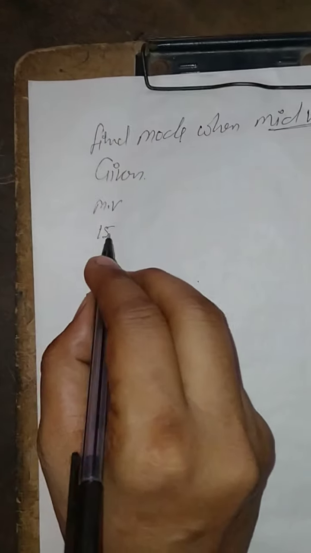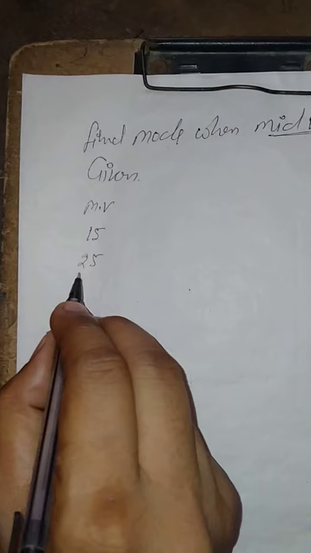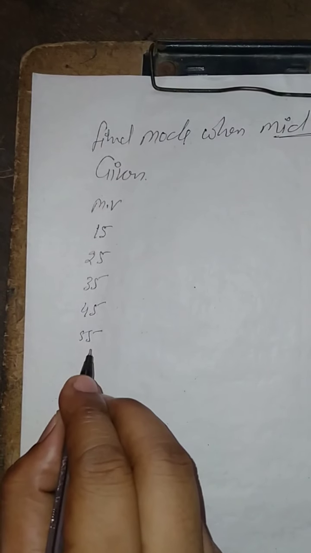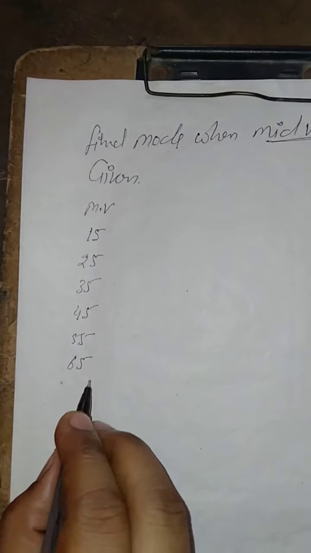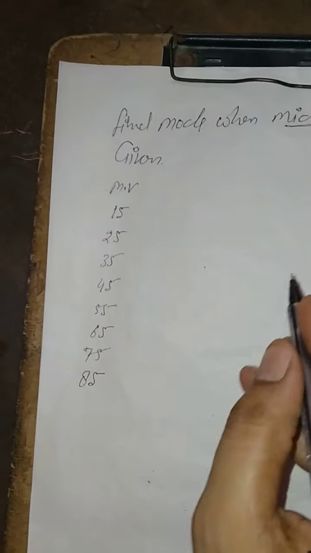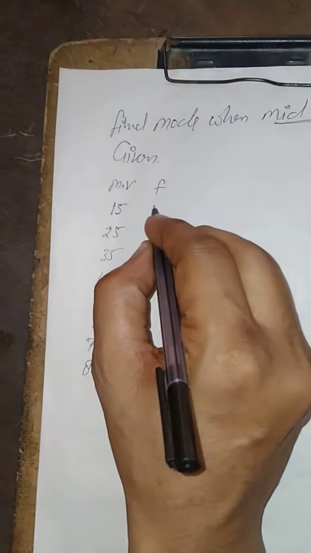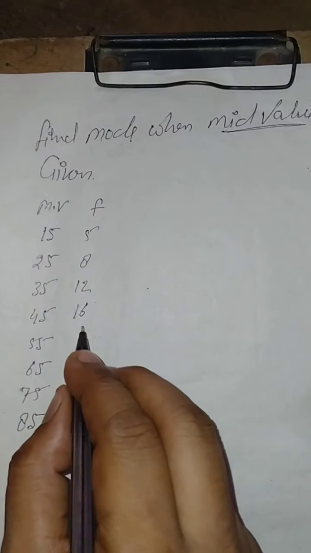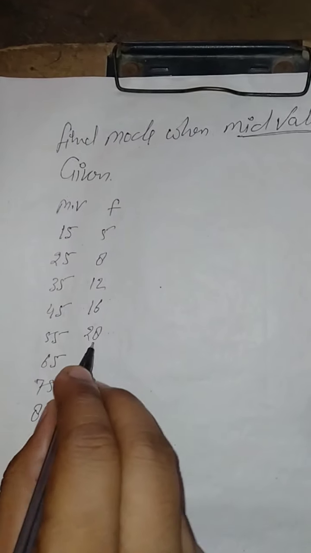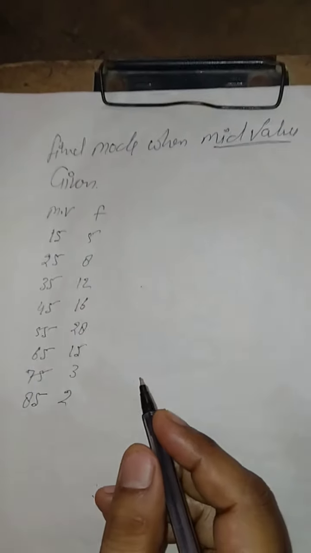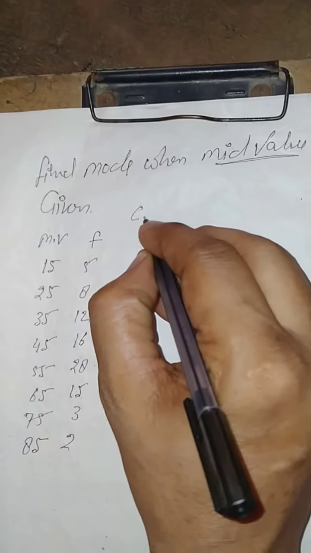The mid values given are 15, 25, 35, 45, 55, 65, 75 and 85. The frequencies are 5, 8, 12, 16, 28, 15, 3 and 2. So dear students, first of all we will maintain the class interval.